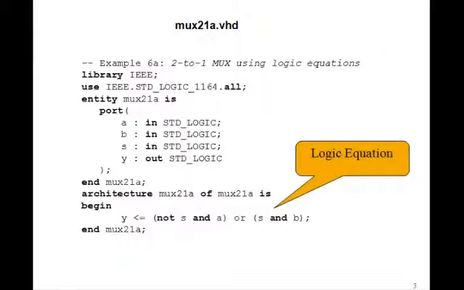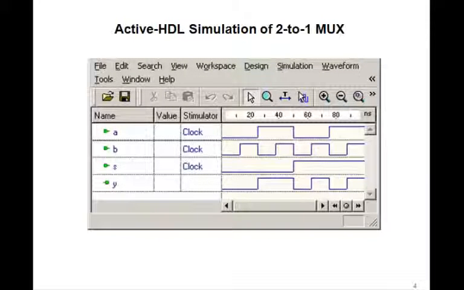And so we can just write a VHDL program. Here's the entity, inputs A, B, and the control signal S, and the output Y. And here's the logic equation, just not S and A or S and B. So that would do it. We could simulate it, and here's the simulation.